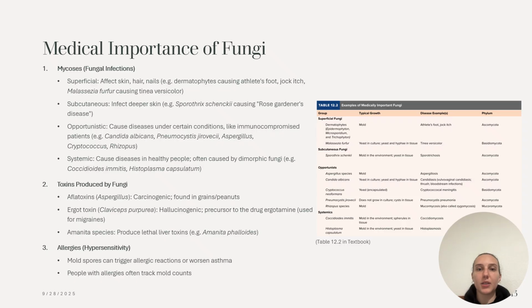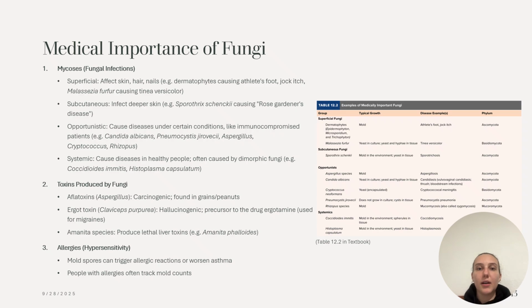We also have subcutaneous fungi. These infect deeper skin layers, often through trauma. For example, we have Sporothrix schenckii, which causes a disease called sporotrichosis, also known as rose gardener's disease. Opportunistic fungi cause disease only under certain conditions, mainly in immunocompromised people. These can include Candida albicans, Pneumocystis jirovecii, Aspergillus, Cryptococcus, and Rhizopus.